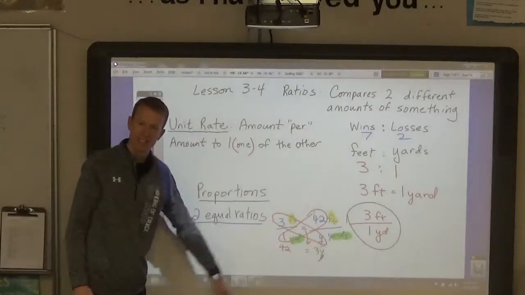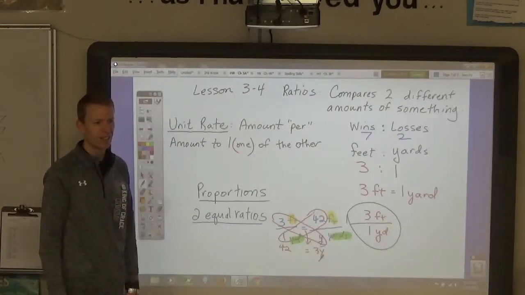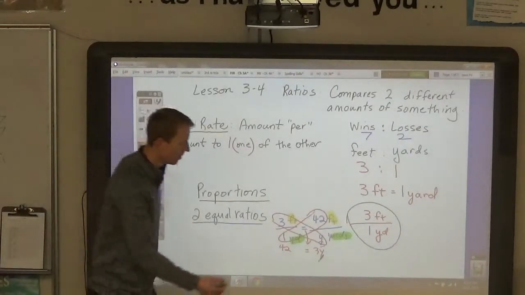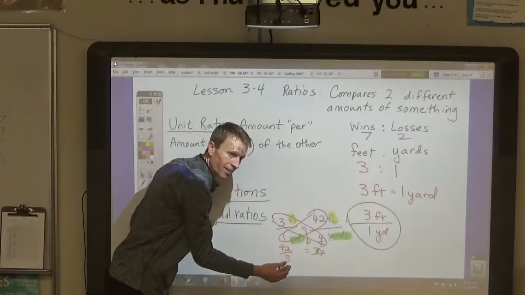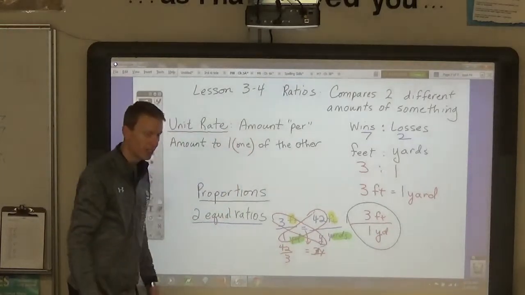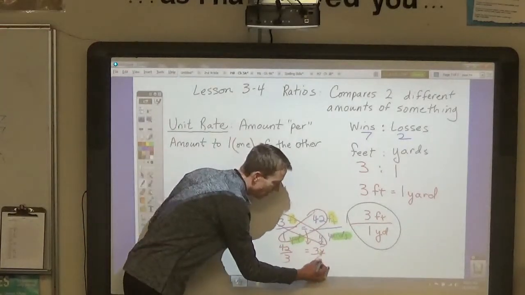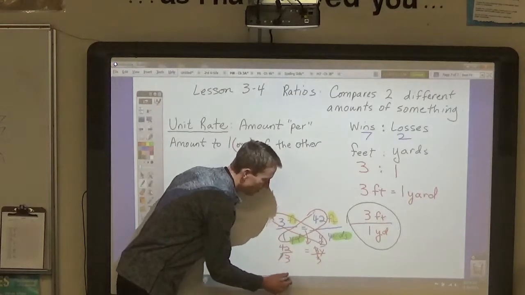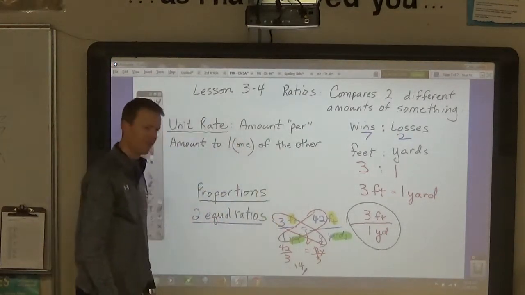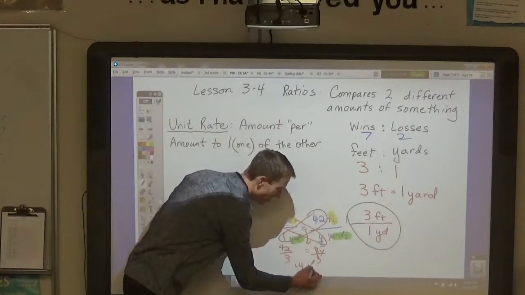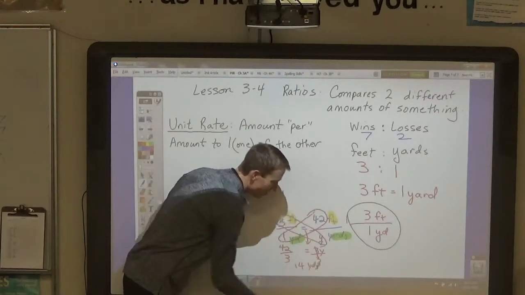Focus, Dylan. And then solve it. How do you solve it? 42 divided by 3. It's 14. You have to solve it. 3 divided by 3, 42 divided by 3. Correct. Y equals 14. 14 what? Yards. You did that with the calculator? I did that. Okay?